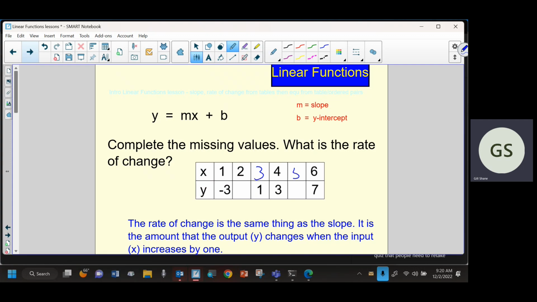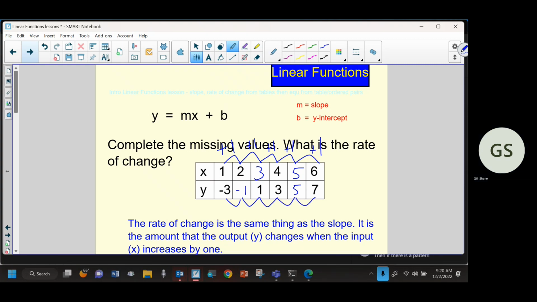Rate of change. We filled in the table. I said, and we've done this before, so this is not new. Anytime your X values are going up by 1, so all of those X's are going up by 1, then if there is a pattern in the Y values, if they are going up by the same amount or even down by the same amount, that is that number, whatever the pattern number is, that's the rate of change. So for this problem, the rate of change is 2.